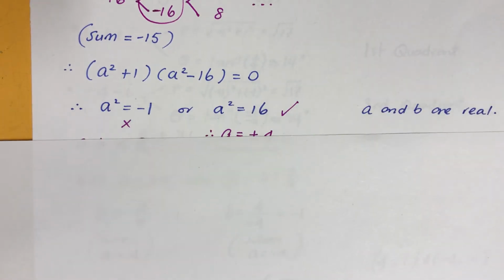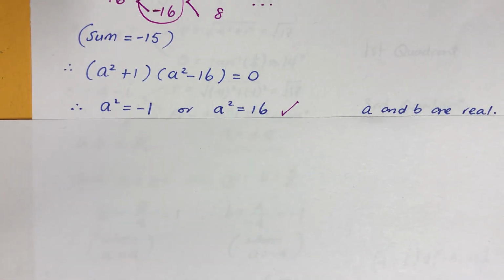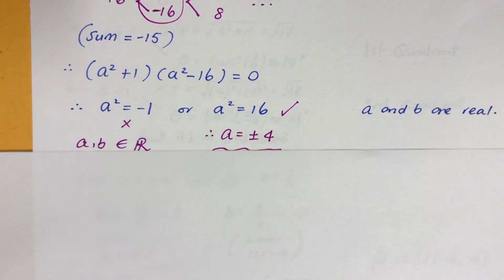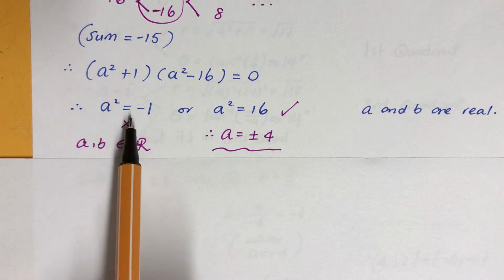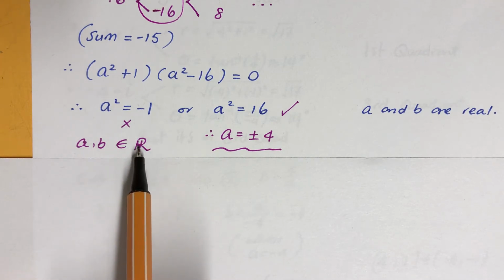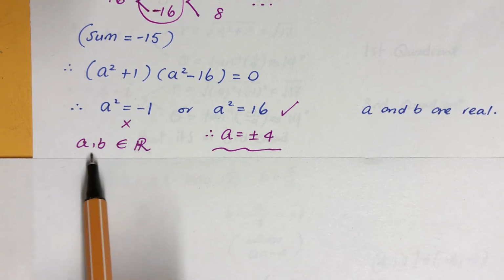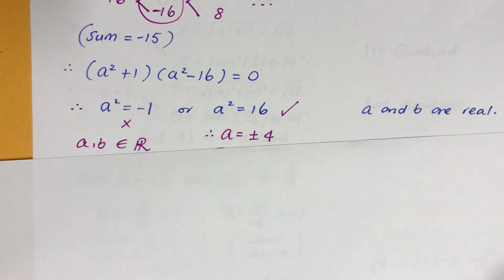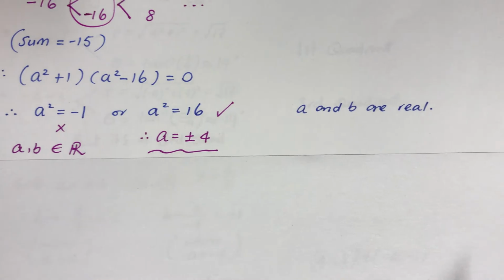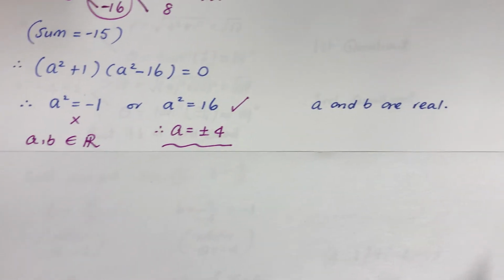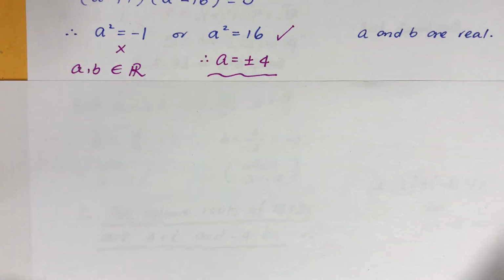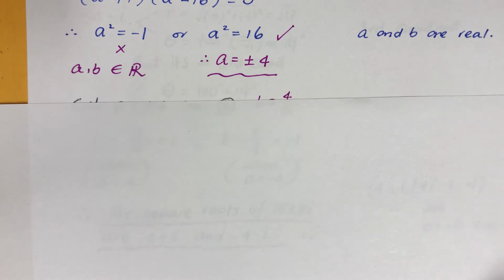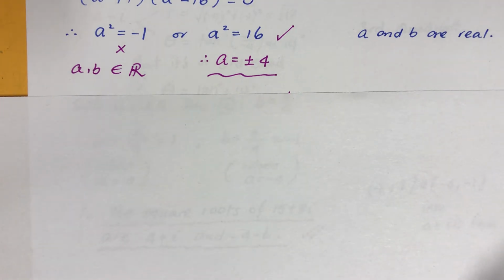And therefore, a squared equals minus 1 or a squared equals 16. But I can't have a squared equals minus 1 because that would be complex numbers, and a and b need to be real. So I had a reason for that: a and b are real. Therefore, the only solution I can use is a equals plus or minus 4.